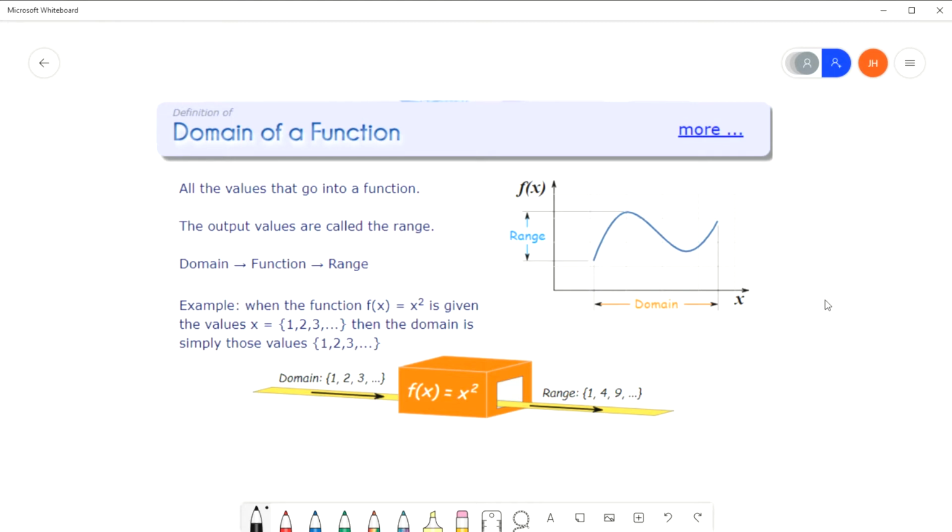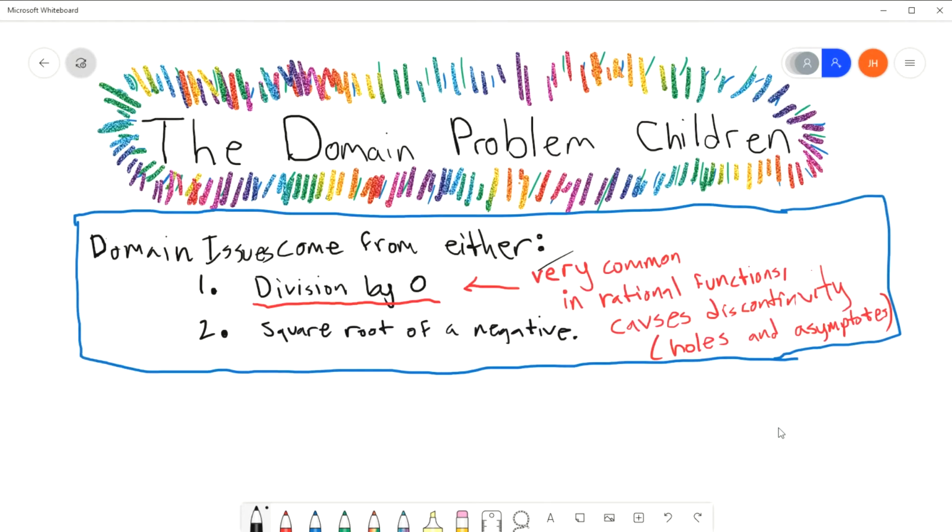However, in our functions, there can be times when there are mathematical limitations on the domain, reasons where the function is limited in what can be plugged in based on mathematical reasons rather than any sort of physical constraints that we are placing on it ourselves. So today I'm going to start off with looking at what type of issues can arise when we're looking at domains of functions. There are two main types of issues you can have with a domain, and I like to refer to them as the domain problem children.